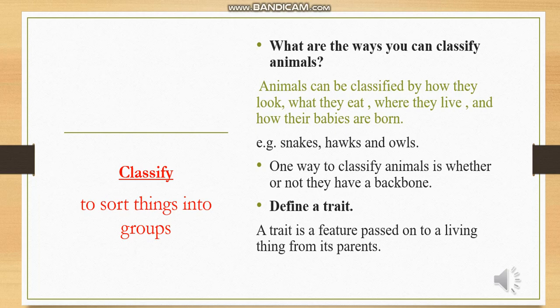Now take 5 minutes, read the text in front of you and answer the following two questions. Question number 1. What are the ways you can classify animals? Question number 2. Define a trait.